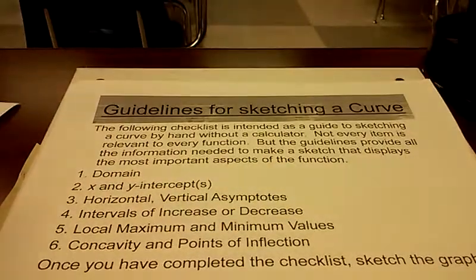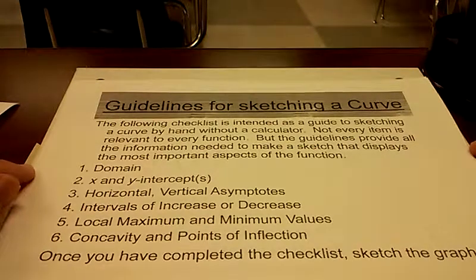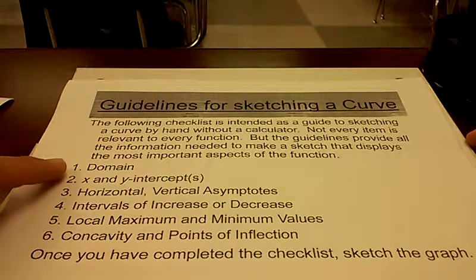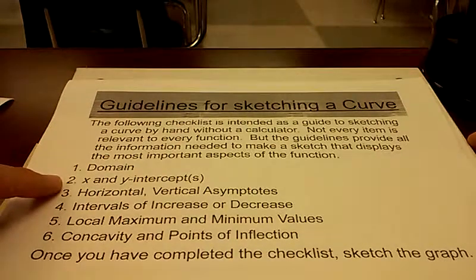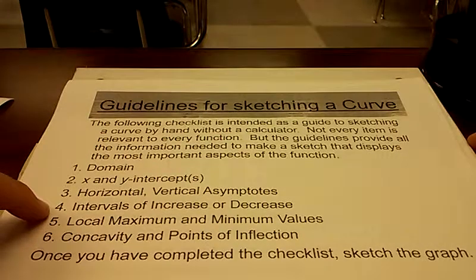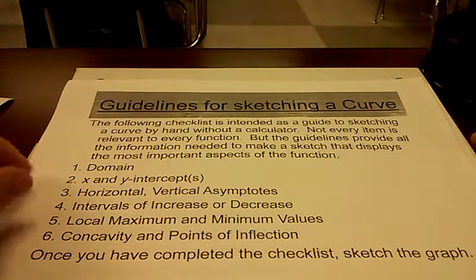Now, these are just some guidelines to help you when sketching a curve. Think of it as like a checklist. You won't have to use this on every single problem, but it's kind of like a help to guide you through the problem. First thing you want to look at is the domain, any x and y intercepts, any horizontal and vertical asymptotes, intervals of increasing or decreasing, and local maxes and mins. Both of these you would find using the first derivative. And then concavity and points of inflection, you would use the second derivative to find those values.